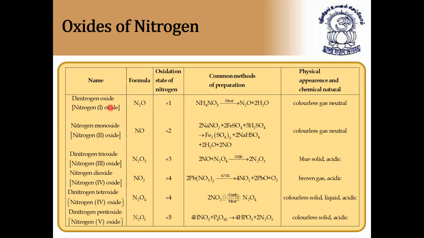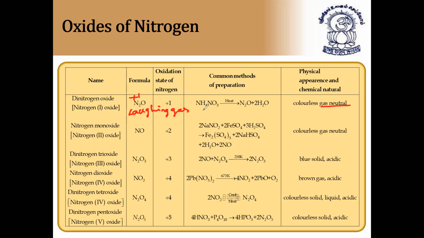So the various oxides of nitrogen you can see here. First, dinitrogen oxide, N2O. It is also called laughing gas. If you inhale this gas for a few minutes, you will start laughing automatically. In dinitrogen oxide, N2O, the oxidation state of nitrogen is +1, as I already told you. Nitrogen in its lower oxidation state gives a neutral, colorless gas, a neutral oxide.